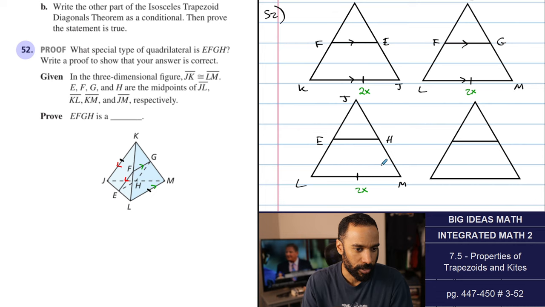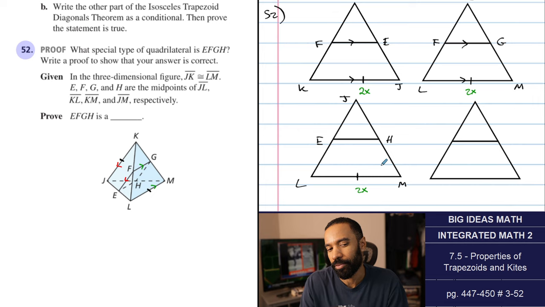Actually, no, that's not true. Things that are parallel to... Oh, I don't think that's true. I think those are parallel to each other as well. I think that's a transitive property of parallel lines. I think I can use that. Anyway, these are all x's here. X, x, x. I want to put 2x to make those things x's there.